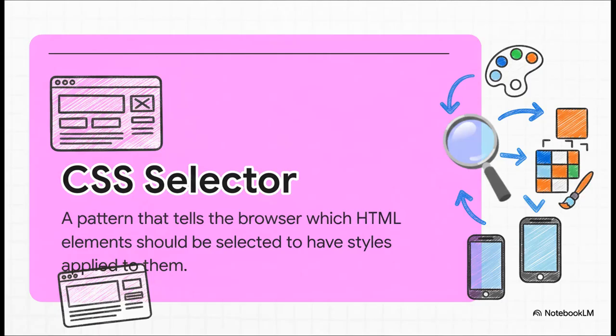So how does that magic actually work? Well, it all comes down to the CSS selector. It's basically a pattern that lets you pinpoint the exact HTML elements you want to style. It's like you're giving CSS an order. Hey, find all my main headings and make them this color. Or find that specific button and give it a border.